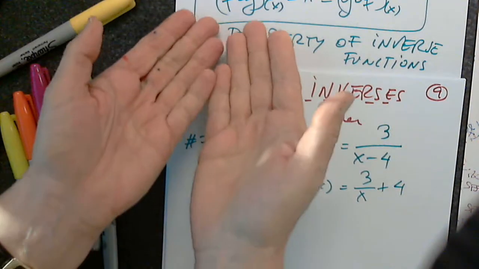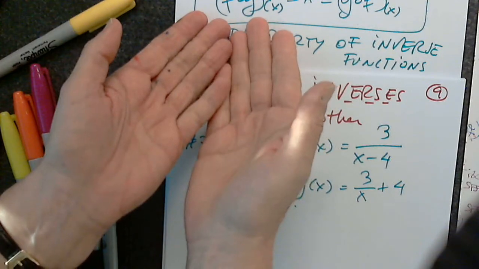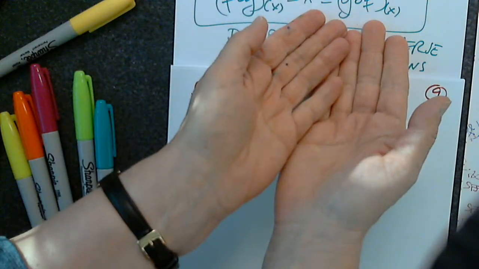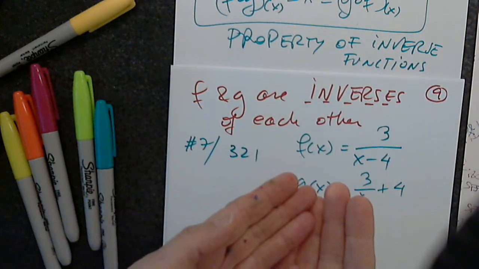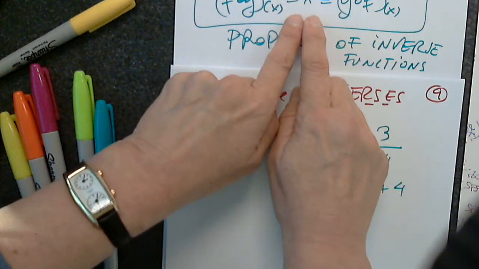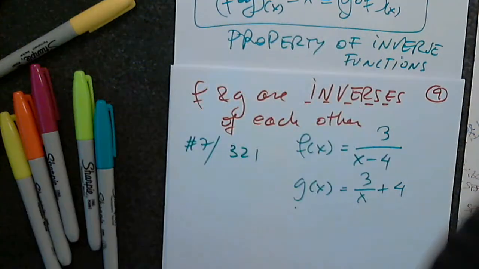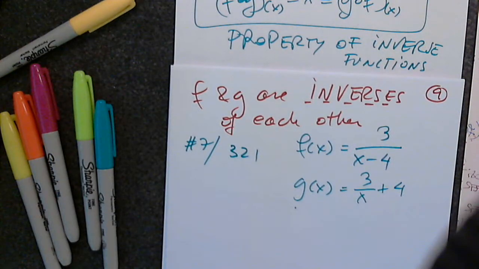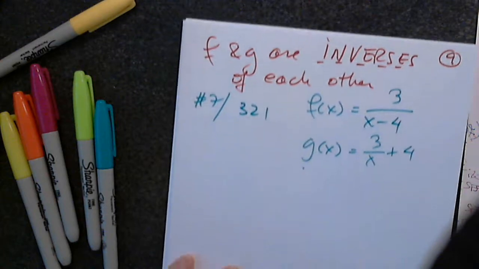Exactly. I have to find f of g of x, and I have to find g of f of x. And if it happens that they both equal x, then what do I say about f and g? They cancel their effect on x. One cancels the other, so they must be inverses of each other. Perfect. That's what we have to do.